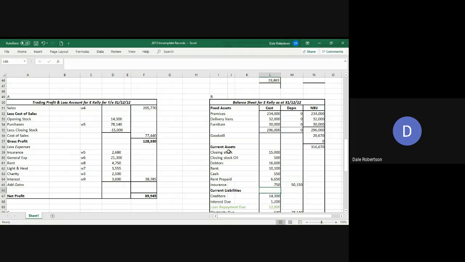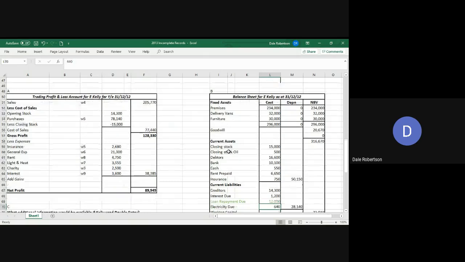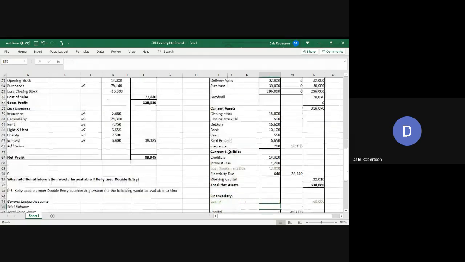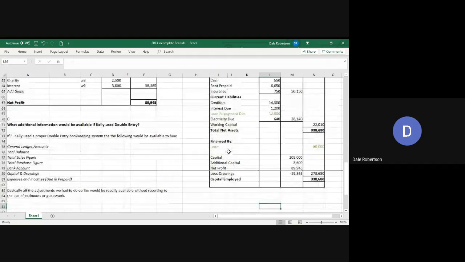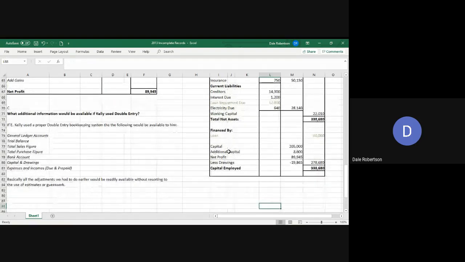Now then, in current liabilities, we have our creditors of 14,300. We have our loan interest of 1,200. We have our loan repayment due of 12,000. Now I'm just going to move this down a little bit so we can see what's happening there. Get to the end here. Okay, but it's quite important what we are seeing here. Here is our loan of 60,000.